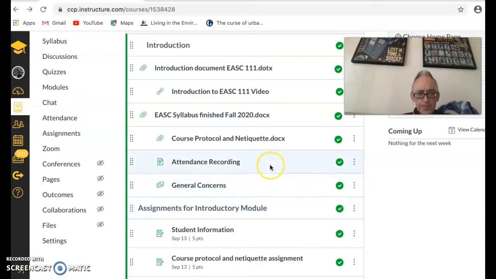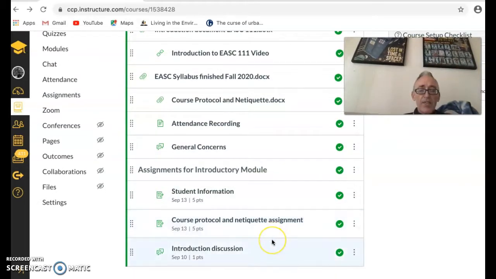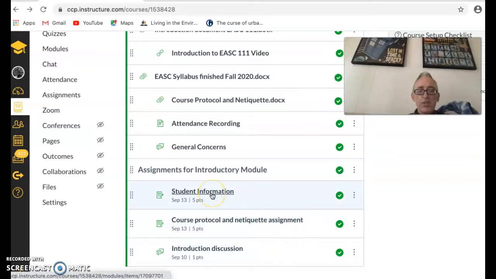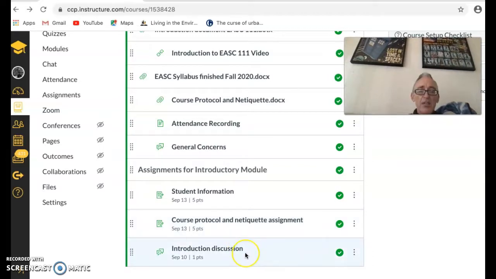So, the first week, you read these. You also then have 3 very small assignments. There's an assignment called Student Information. This is just giving me information if I need to contact you. Then there's the Course Protocol and Netiquette assignment. Basically, this is just a signature to say that you have read and agreed to the terms in the Netiquette agreement. And there's an introductory discussion. This is just a very basic discussion just to introduce yourself, so I know a little bit about you, so other people know a little bit about you.